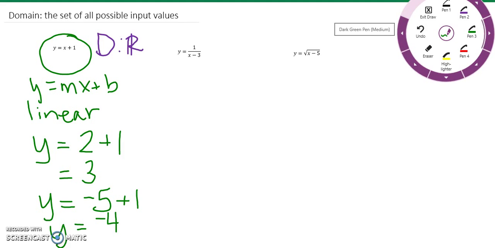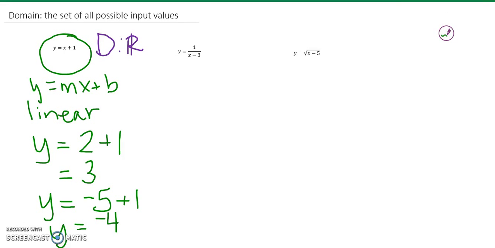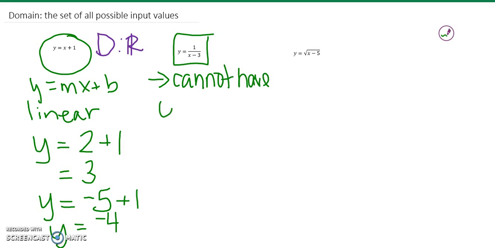In the second example, we have the equation of y equals 1 over x minus 3. We know that we cannot have 0 in the denominator. The reason for this is that is where the function is undefined.